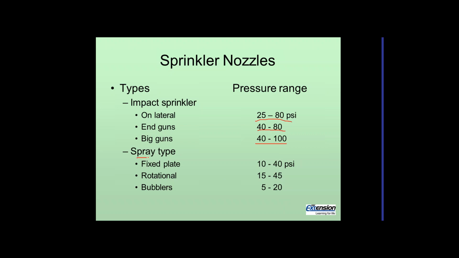Then we have spray type nozzles. These can be classified as fixed plate, rotational, and bubblers. I don't have a picture of bubblers in this, but basically it's a drop nozzle that hangs down to just above the ground and would just dribble water on the ground as it swings around. So it takes very little pressure to provide that.